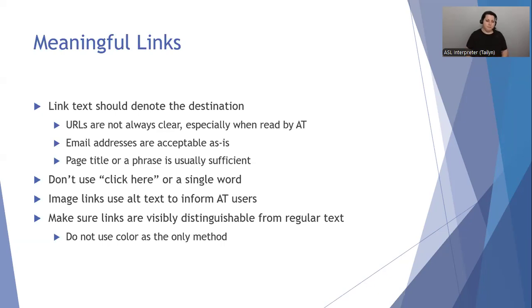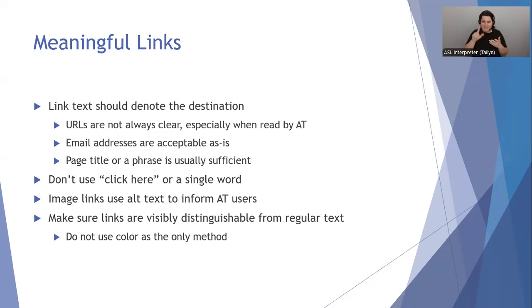And then finally, make sure your links are visually distinguishable from regular text. Do not use color as the only method. It's becoming a bit of a trend to just use color to denote a link from regular text, especially on websites. But that can be a problem when either a user has maybe a color filter on their computer set up, especially if they're colorblind, or if they have low vision and they're using magnification and they're not able to distinguish the link properly.